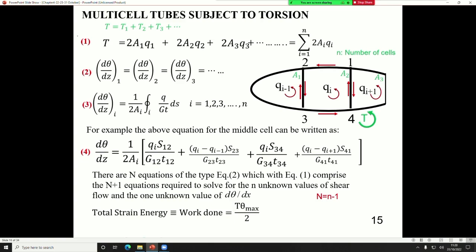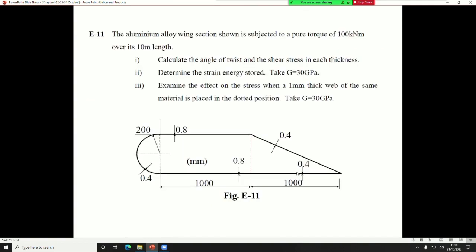Okay? So let's solve the remaining part of question 11, please, based on whatever you see on slide 15. First we started with a single cell tube. Then we found its shear stress in each thickness. First we found the shear flow, then shear stress in each thickness. And for a single cell, we found the angle of twist.